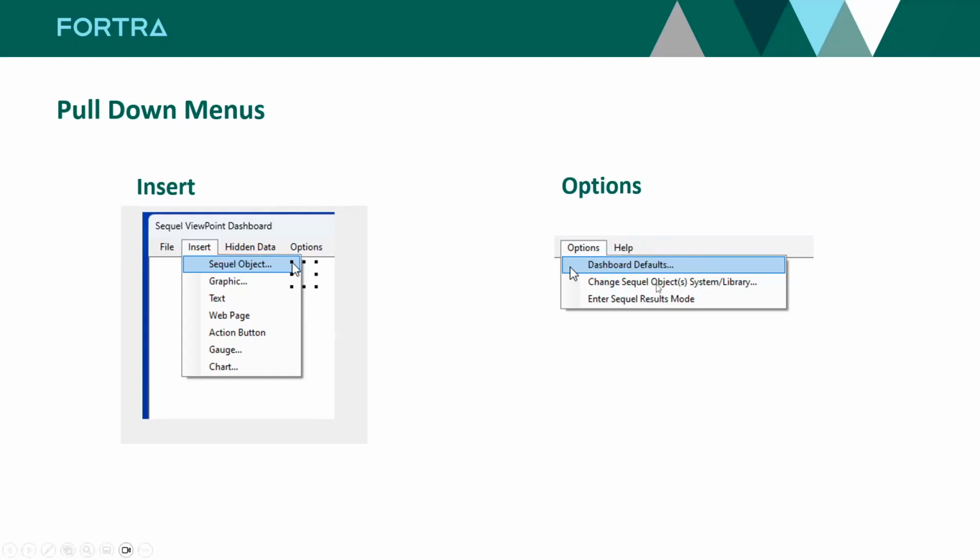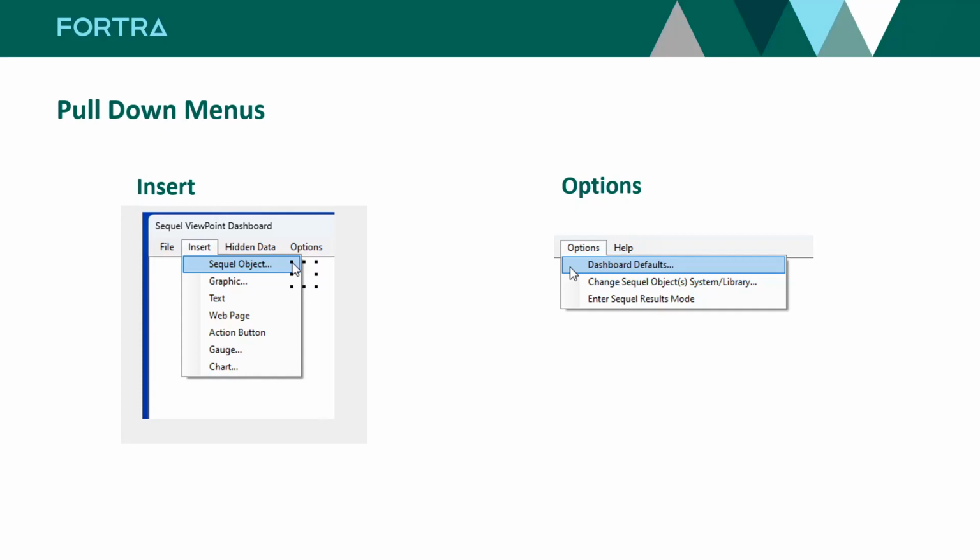We have Change SQL Objects, System, and Library, and that is a really helpful feature. Say you have a different iSeries, or maybe some of your objects have been moved to a different library. In the past, you would have to start over and create a new dashboard, or at least remove those objects and place new ones on there. This option allows you to just make the switch to the different system or library, and then you don't have to do your dashboard over again. So that's a nice feature.